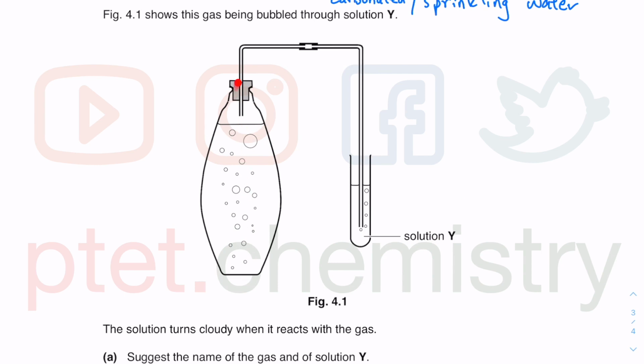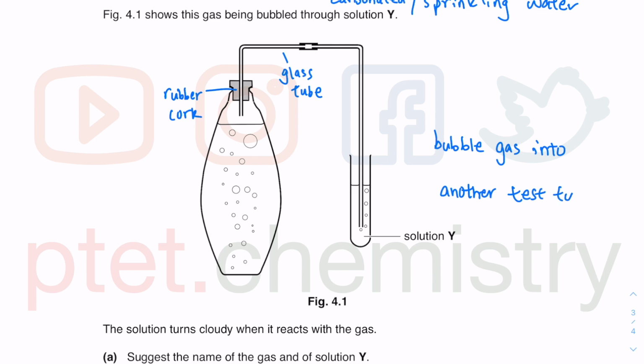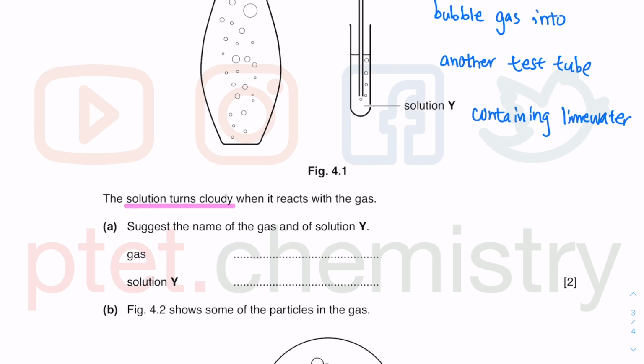Now, as they allow this gas to escape through this glass tube, of course, the gas is not allowed to escape that way because you have a rubber cork or rubber stopper there, and then the gas bubbles. So you bubble the gas from the drink, which it's dissolved in, into another test tube, and this test tube contains lime water, because we are going to test for this gas, where this solution, the lime water, will turn cloudy when it reacts with the gas.